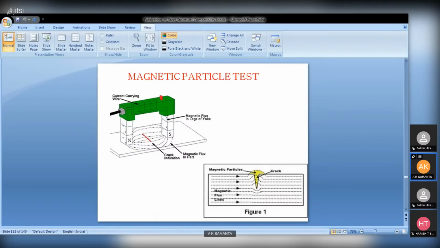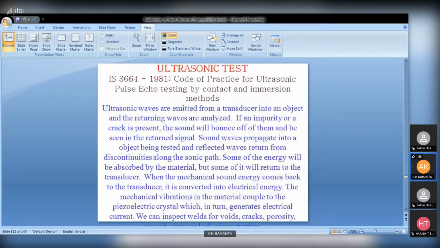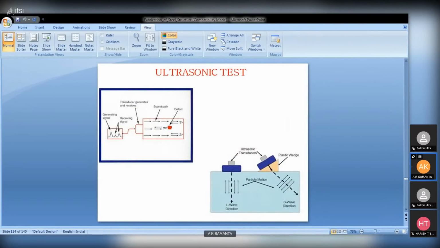So magnetic particle test is also very low cost. But the only limitation of these two tests, the dye penetrant test and magnetic particle test, is that they can detect only surface cracks, not inside cracks. Now, if it is an inside crack, then we have to go for the ultrasonic test. IS 3664 is the relevant code. The methodology has been given here.